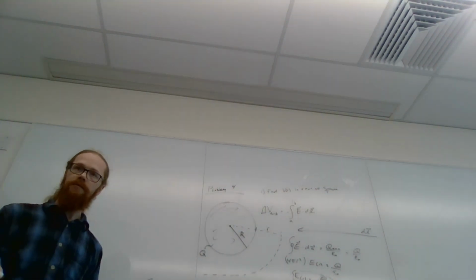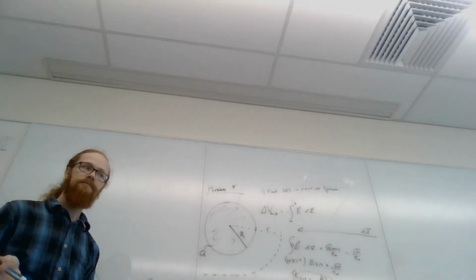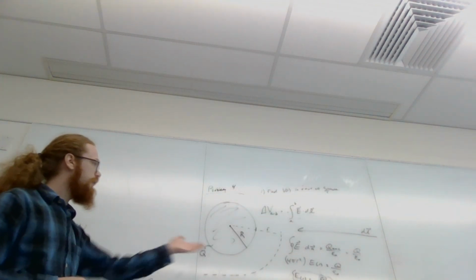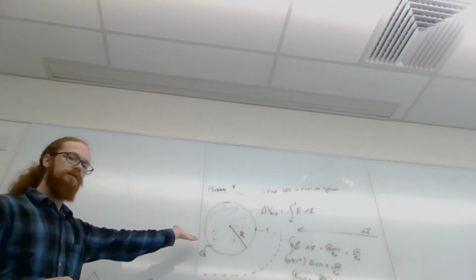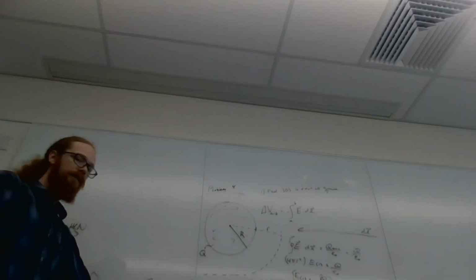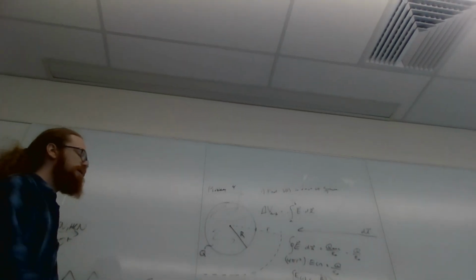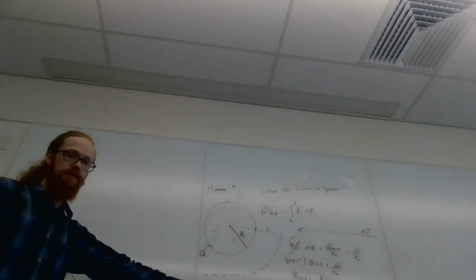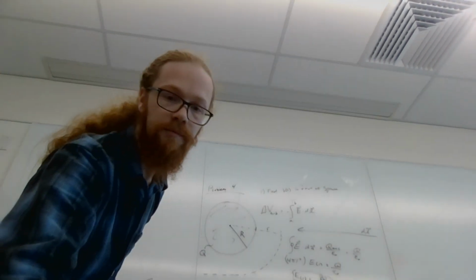Other questions on this one? All right. So we found the outside. So now we need to do inside. We're going to do the exact same thing, but we're just going to be really careful about how much Q is enclosed for our Gaussian surface.